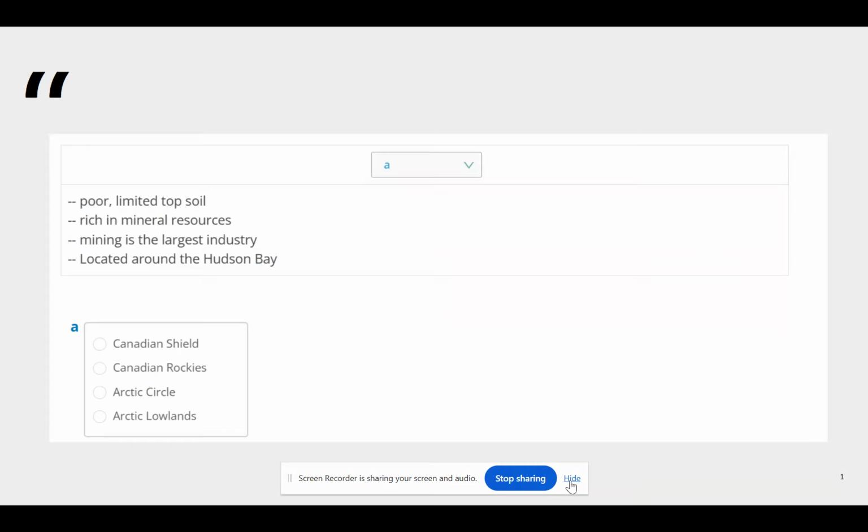To start with, it says poor, limited topsoil, rich in mineral resources. Mining is the largest industry located around Hudson Bay. That it is located around the Hudson Bay should tell you it is the Canadian Shield.